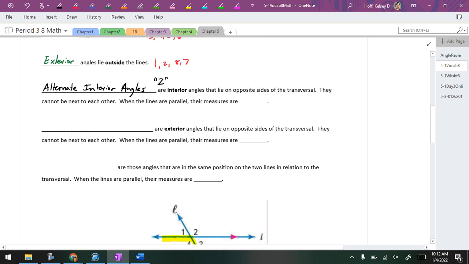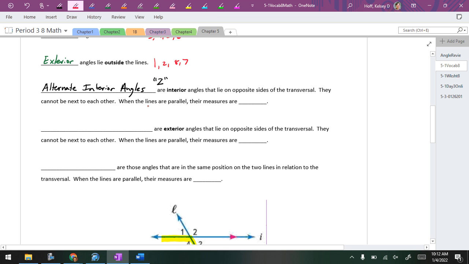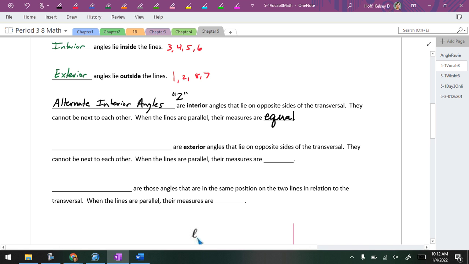100%. Good work. What we need to know about these, when the lines are parallel, their measures are equal. They're the same degrees. Let's write these down so we remember from our diagram. Angle 3 and angle 5, right?